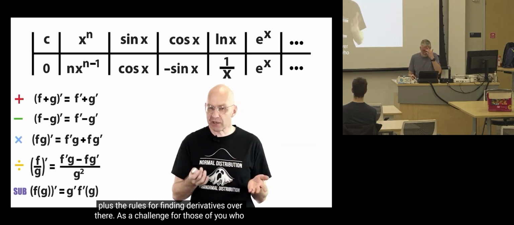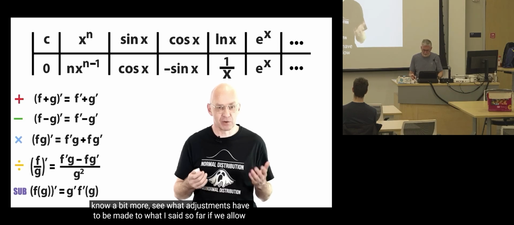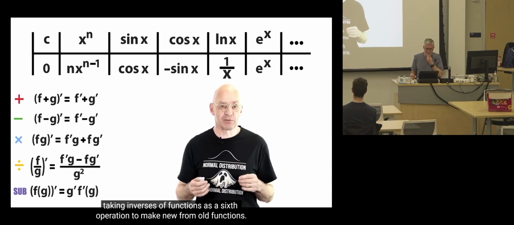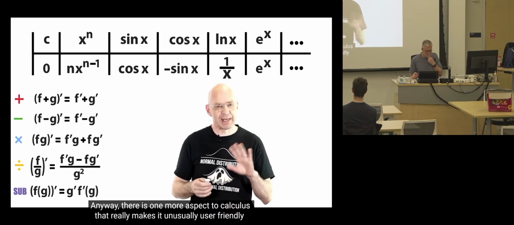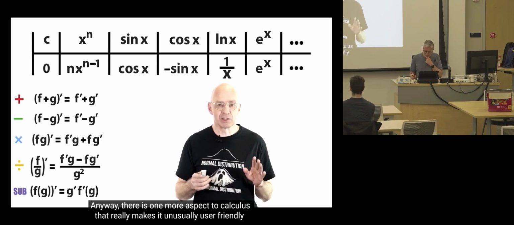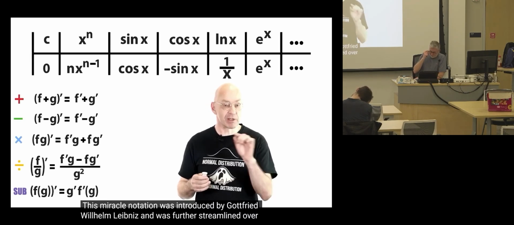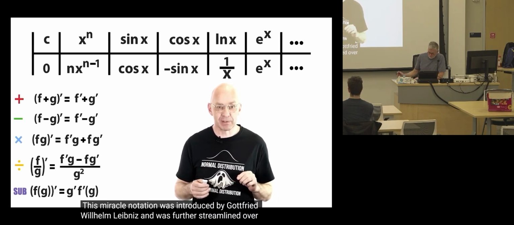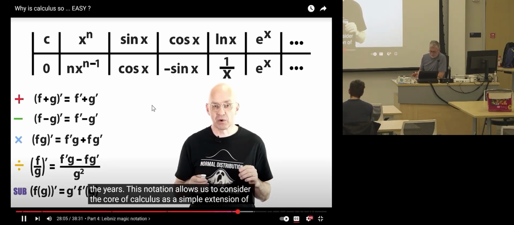As a challenge for those of you who know a little bit more, see what adjustments have to be made to what I said so far if we allow taking inverses of functions as the 6 operations to make new from old functions. Anyway, there's one more aspect to calculus that really makes it unusually user-friendly, and that aspect is notation, the nifty way in which we express calculus in symbols. This miracle notation was introduced by Gottfried Wilhelm Leibniz and was further streamlined over the years. This notation allows us to consider the core of calculus as a simple extension of school algebra.